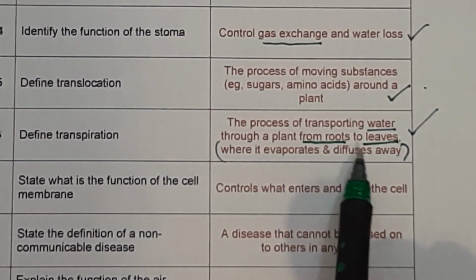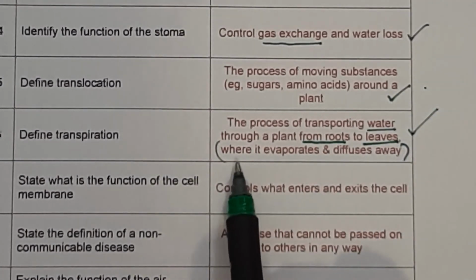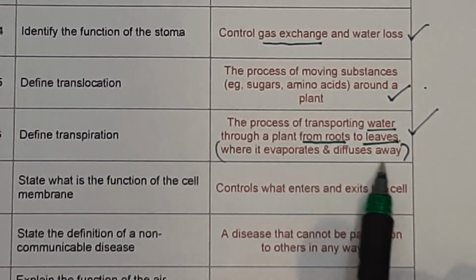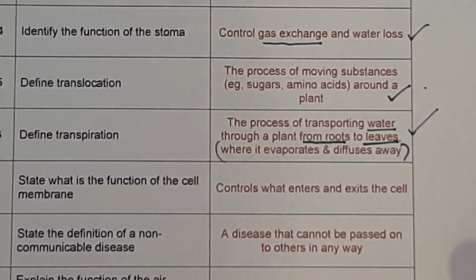But it's important to know, and I want you to write somewhere, that that's because the water's evaporating and diffusing away from the leaves, which then pulls the water up the plant. And that's because all the water is bonded together to other water molecules next to them. So it pulls it up like beads on a string. Question 7, what is the function of the cell membrane? Well, it controls what enters and exits the cell.